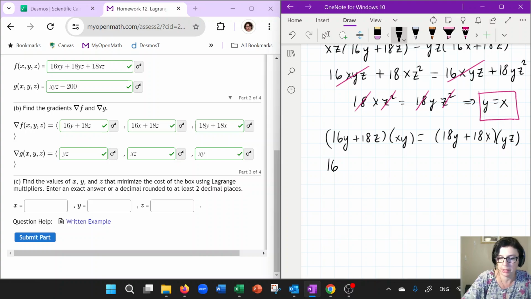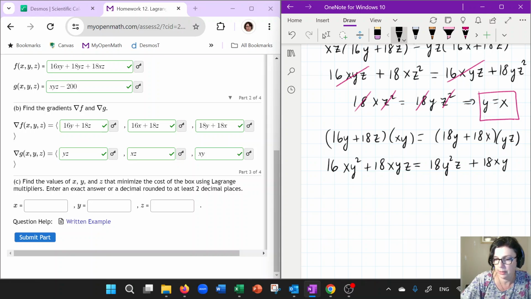So this will be 16xy squared plus 18xyz. On the other side, we're going to get 18y squared z plus 18xyz. So what do we see happening? We see that 18xyz and 18xyz cancel out on both sides. So that gives me 16xy squared equal to 18y squared z.